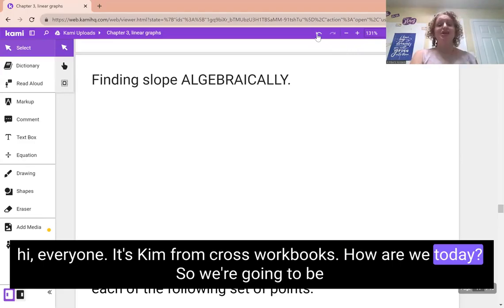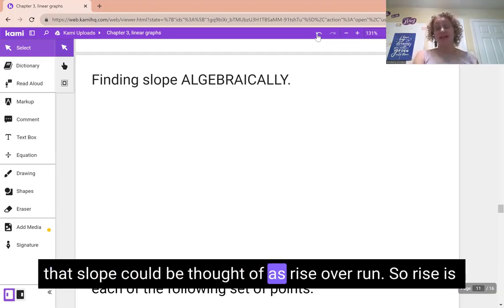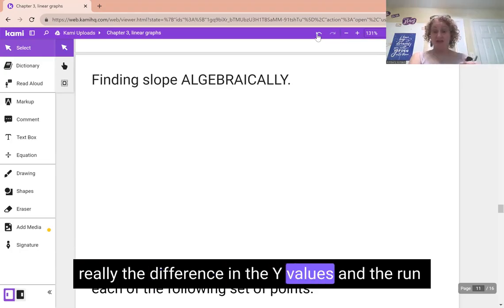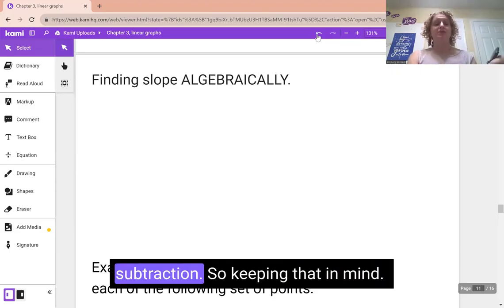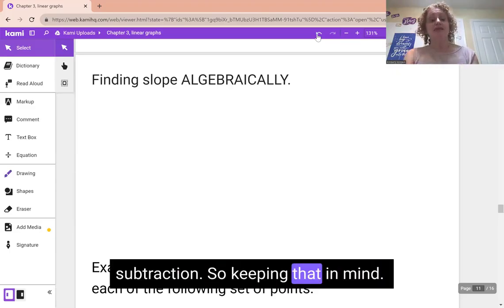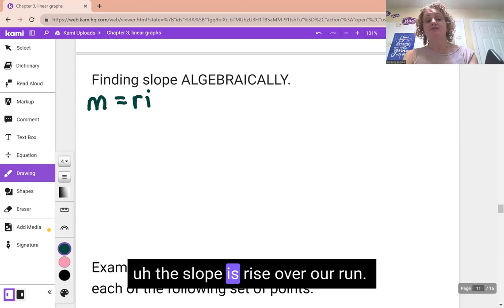How are we today? So we're going to be taking a look at finding slope algebraically. Now we said before that slope could be thought of as rise over run. So rise is really the difference in the y values, and the run is the difference in the x values. Difference meaning subtraction. So keeping that in mind, we have m, the slope, is rise over run.